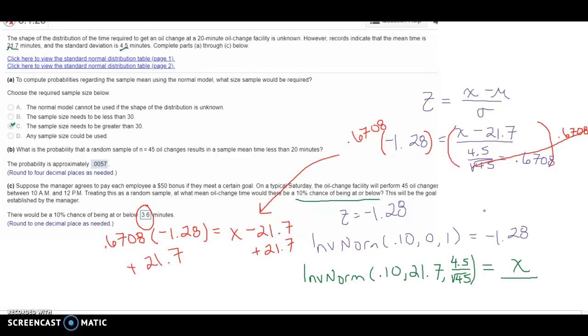So with 0 and 1, it gives you a z-score that could be used for any type of problem. If you have a specific mean and a specific standard deviation, it will give you the exact x value you need to answer the question.